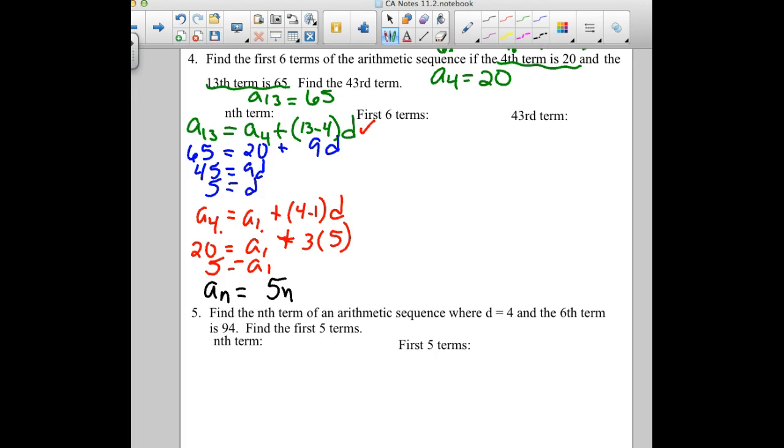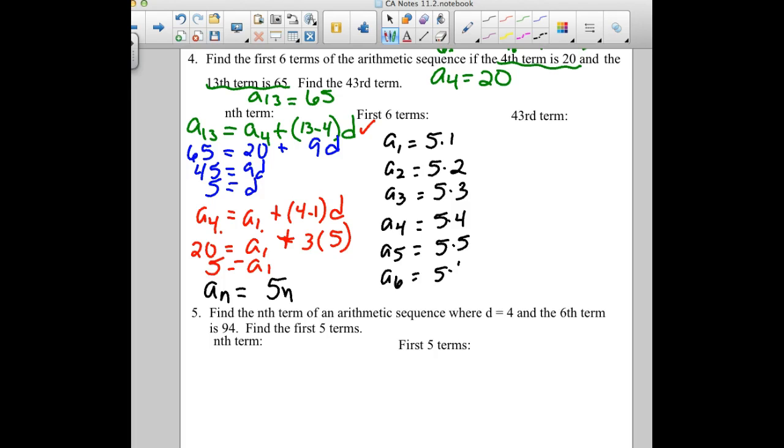All right. So from that, can we generate the first 6 terms? All right. So 5 times 1, 5 times 2, etc. So we end up with 5, 10, 15, 20, 25, and 30. Now, we were told the 4th term was 20. Did it work out that way? Was our 4th term 20? Okay. Our 43rd term would be 5 times 43. Good.